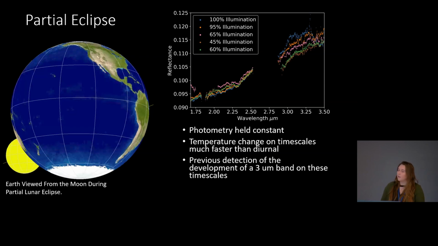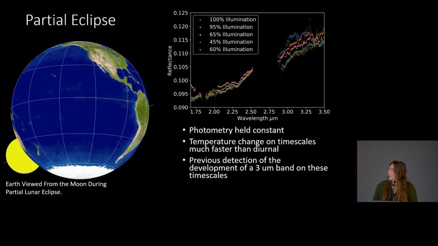Okay, so why are we interested in partial eclipses? This is a unique opportunity to observe a change in temperature that does not also have changing photometry, which can confuse the results. We also get to watch temperature change on timescales that are much faster than diurnal timescales, which means that we can get further insight into the chemistry of what's happening. And we've also previously detected the development of a 3-micron band on these timescales, and an example of that is shown in the plot above.